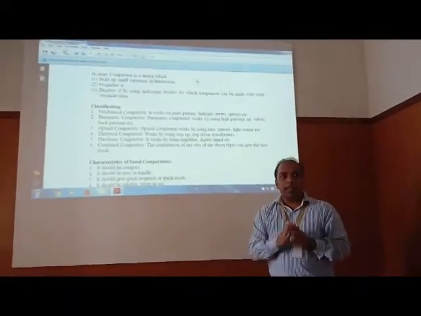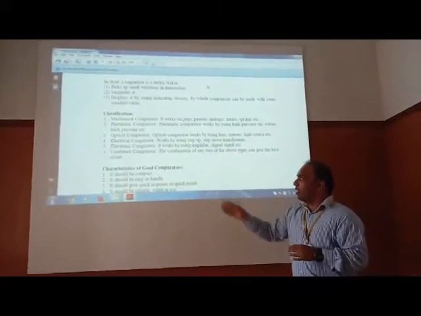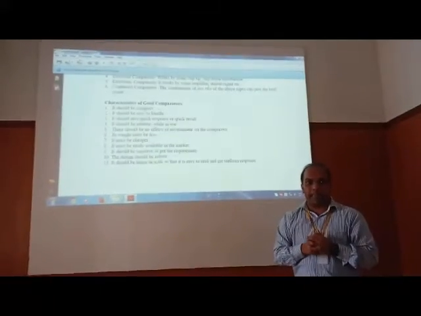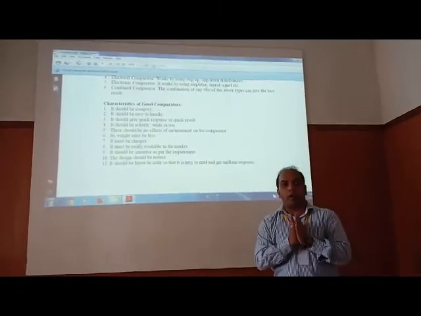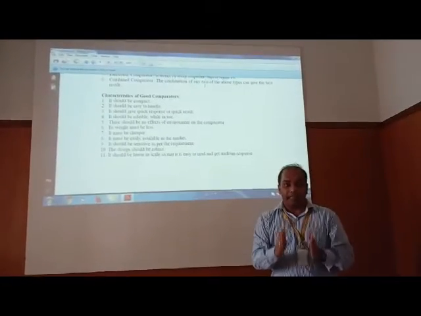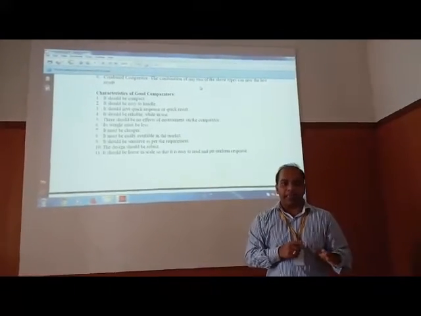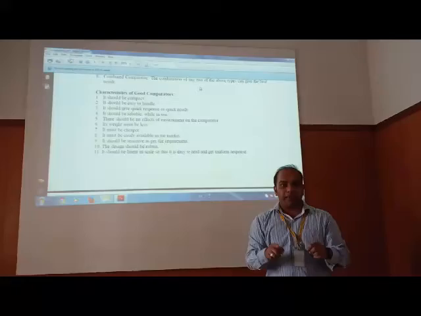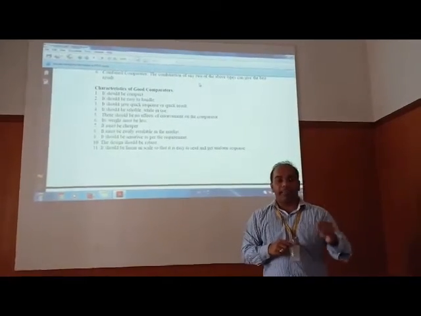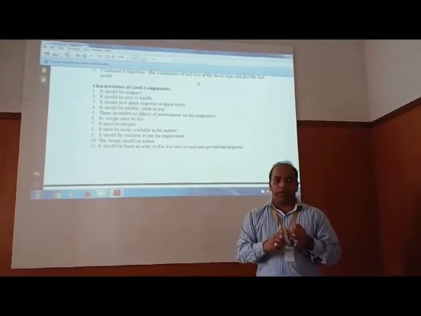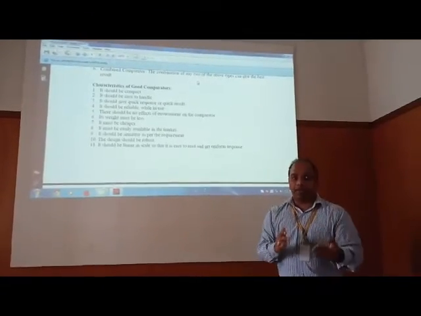We are going to see characteristics of a good comparator one by one. Starting with the very first characteristic, it should be compact. Now why is compactness of the comparator necessary? Since a number of workpieces are going to be checked in the industry, if the comparator has too much space, there is a scope for alteration due to temperature, humidity, etc. Therefore, as the system is compact, it will give an accurate result.